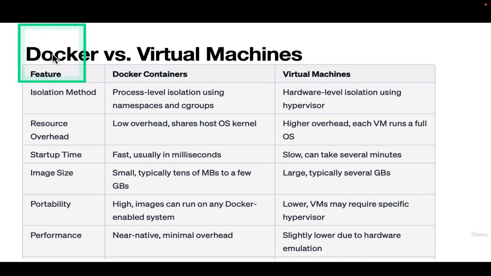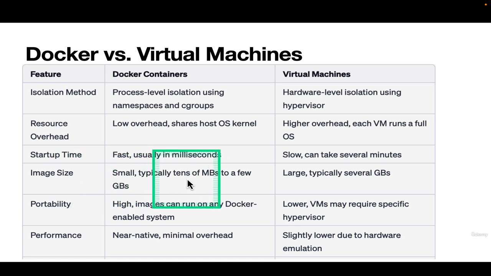So now we'll see the differences between Docker versus virtual machine. Isolation method: Docker containers use process level isolation using namespaces and cgroups, while virtual machines use hardware level isolation using a hypervisor. Next is resource overhead. Containers have low overhead and share the host OS kernel. VMs have higher overhead because each VM runs a full OS. Startup time: containers are fast, usually milliseconds. Virtual machines are slow and can take several minutes.